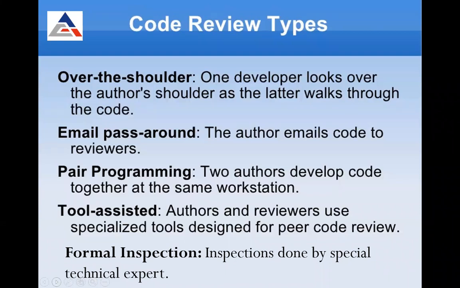Similarly, when you go with the code review technique, some inbuilt tools are available. The author and reviewer, the person who is going to find errors in your code, will not go line by line themselves. They will provide the code to the tool, and that tool will find the errors in your code. Then comes formal inspection. Inspection done by special technical experts is called formal inspection.